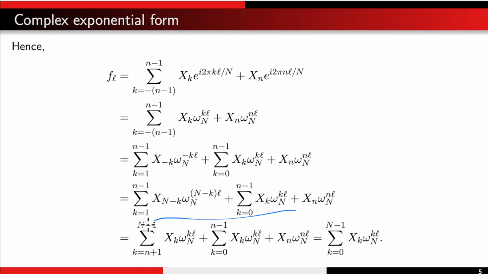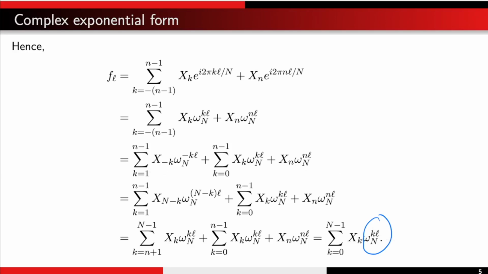And now we can put all these together. We have 0 to n minus 1, and then k equal to n here, and k from n plus 1 to capital N minus 1. And so the whole thing can be written as this. So FL is now conveniently written as the summation as k ranges from 0 to capital N minus 1 of some unknown xk times omega sub capital N to the power k times L.